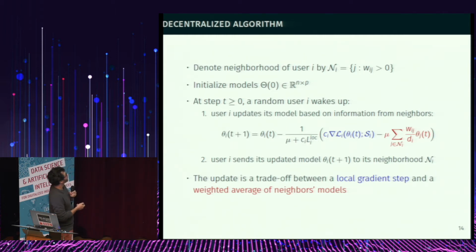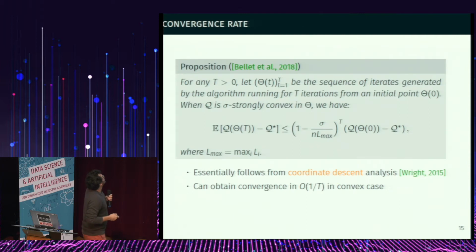Once the user has done this update, it's going to send it to its neighborhood so that they have the information that they need when they themselves wake up. They know the neighbors' models, and so they can make their updates. These updates happen asynchronously and in parallel in the network. If you have a very big network, these things activate at different places without any synchronization. Good, so that looks good.